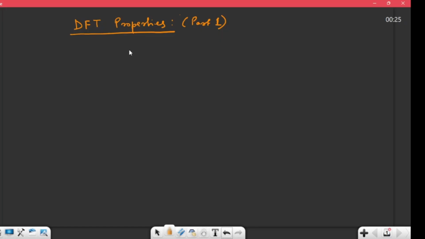Welcome to the session on DFT Properties Part 1. In this session, we will discuss the properties of DFT. The first property of DFT is the linearity property.